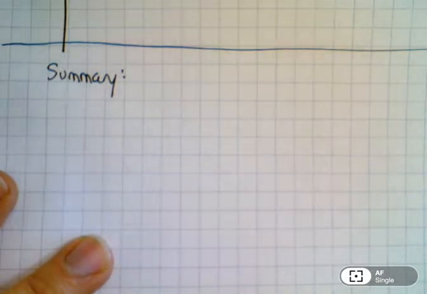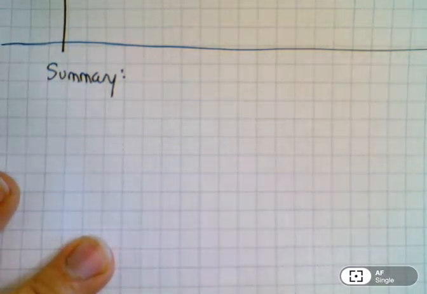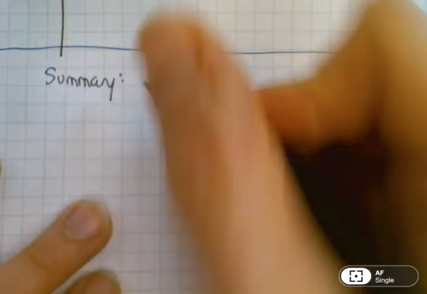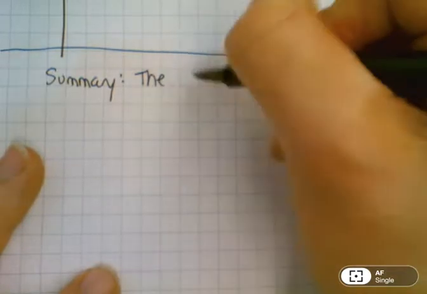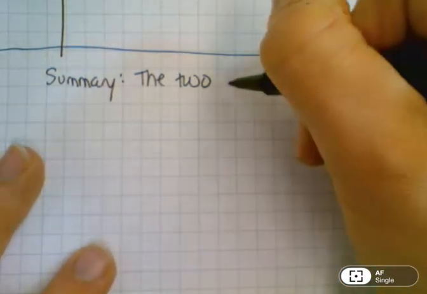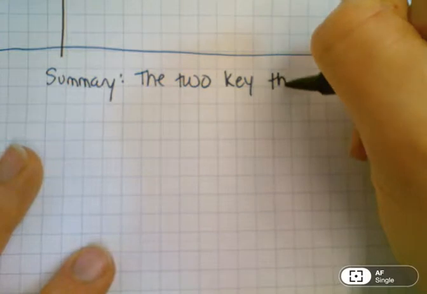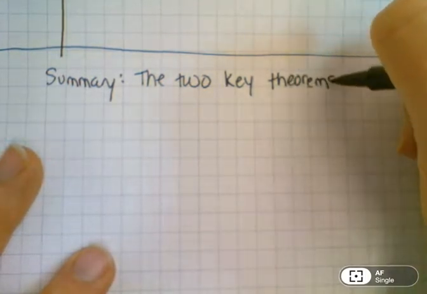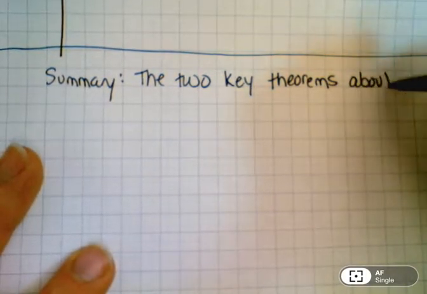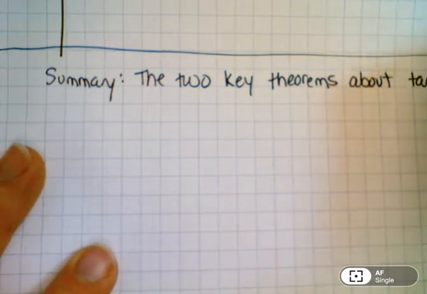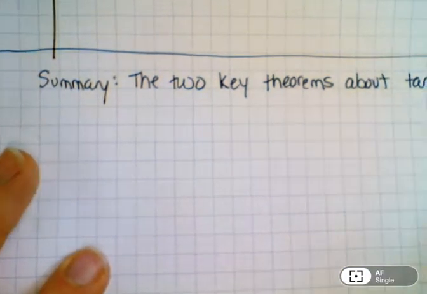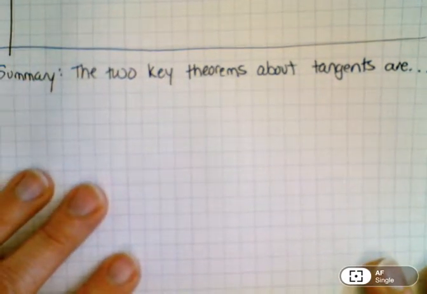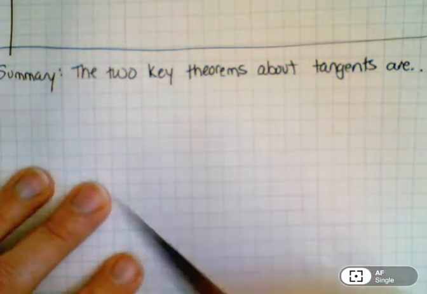The summary should always answer the essential question. So our essential question was, what are the key theorems about tangents to a circle? There are 2 that we talked about. So I would start by saying the 2 key theorems about tangents are, let me zoom out so you can see. The 2 key theorems about tangents are, and again, there were 2.